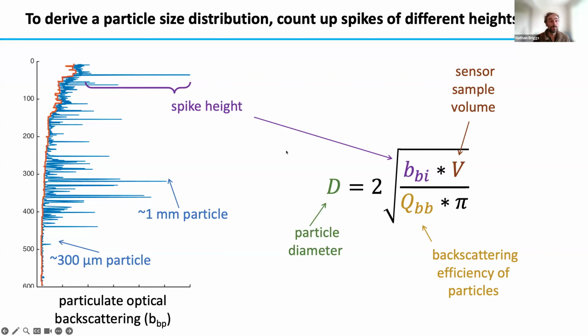The simplest way to look at this data is simply to add up spikes of different height, convert that into particle diameter, and divide it by the total amount of volume that your sensor has sampled. Then, over a given depth bin, you can get a distribution of particle concentrations of different sizes.